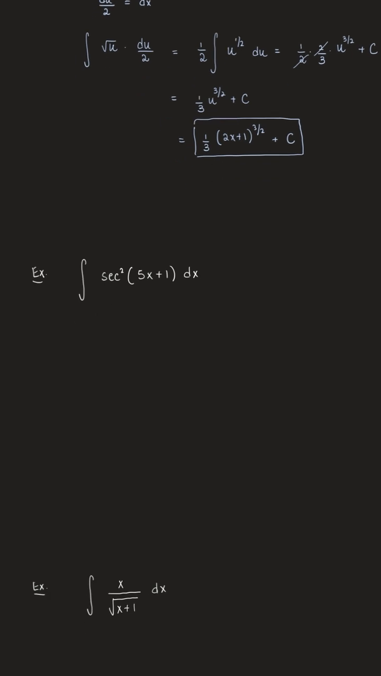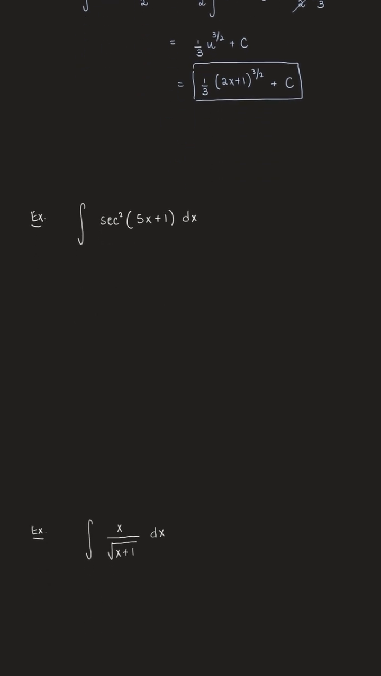Okay, let's try a second example. This one's a little bit different, but we still want to start with that question of, can we see a composition? And here again, we do see a composition. There's more than one composition, right? We could think of this as, there's secant of 5x plus 1, so something's happening to x on the inside, so we can think of this as an inside function, and then all of this is getting squared.